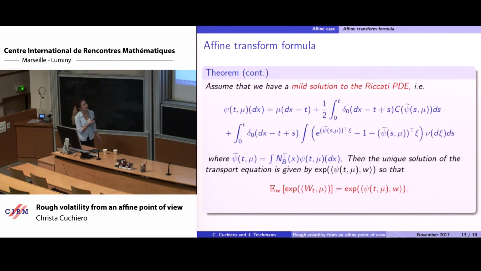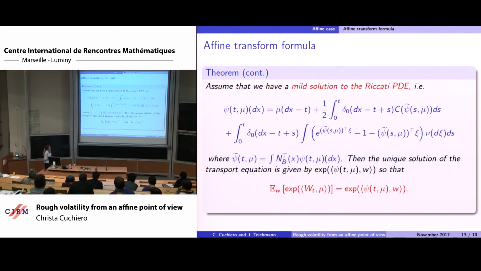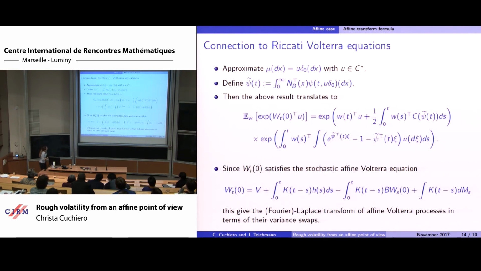And if we have a mild solution to the corresponding Riccati PDE, which is simply this expression here, then we really have this exponential linear form, because we only suppose linear characteristics, of the expected value of the exponential of our variance swaps. So this is the affine thing and clarifies now the whole variance swap curve, and in fact, the zero component corresponds then to the Volterra thing. And this is what I want to say here.